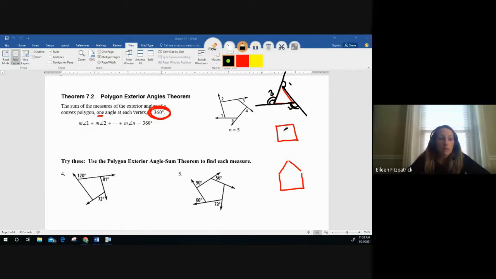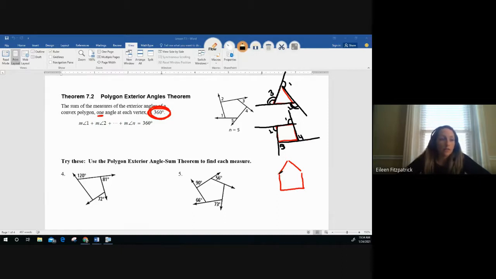Same thing with a four-sided figure. Start with one side. This time I'll move around the opposite direction, counterclockwise, just to show you. So I'm going to extend it. Here's an exterior angle. Here is an exterior angle. Here is an exterior angle. And here is an exterior angle. So a four-sided figure has 4 exterior angles.